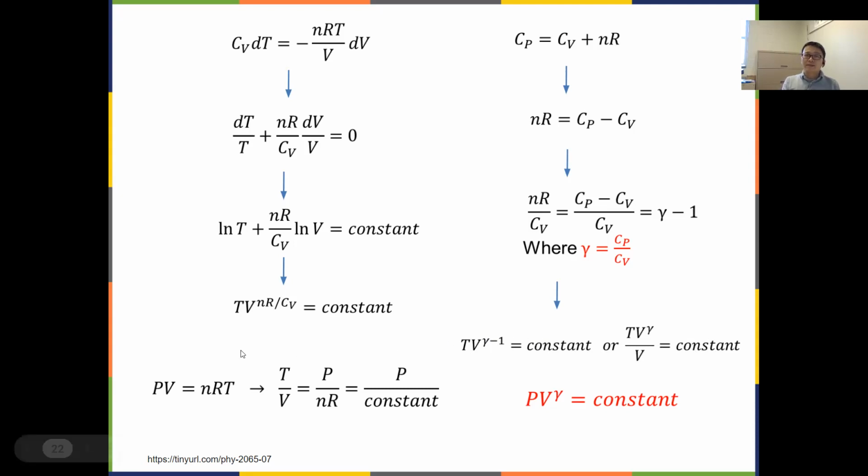Now, let's take a look at the ideal gas PV equals nRT again. So T divided by V, from here, you'll see is P over nR. So P over a constant. So P over V is P divided by a constant. So then you can say P times V to the gamma power is a constant, where gamma is equal to Cp over Cv. All right, so this is the adiabatic process. In addition to PV equals nRT, you have a second equation for the adiabatic process: PV to the gamma equals a constant, where gamma is Cp over Cv, and Cp is always bigger than Cv, so gamma is a number bigger than 1.